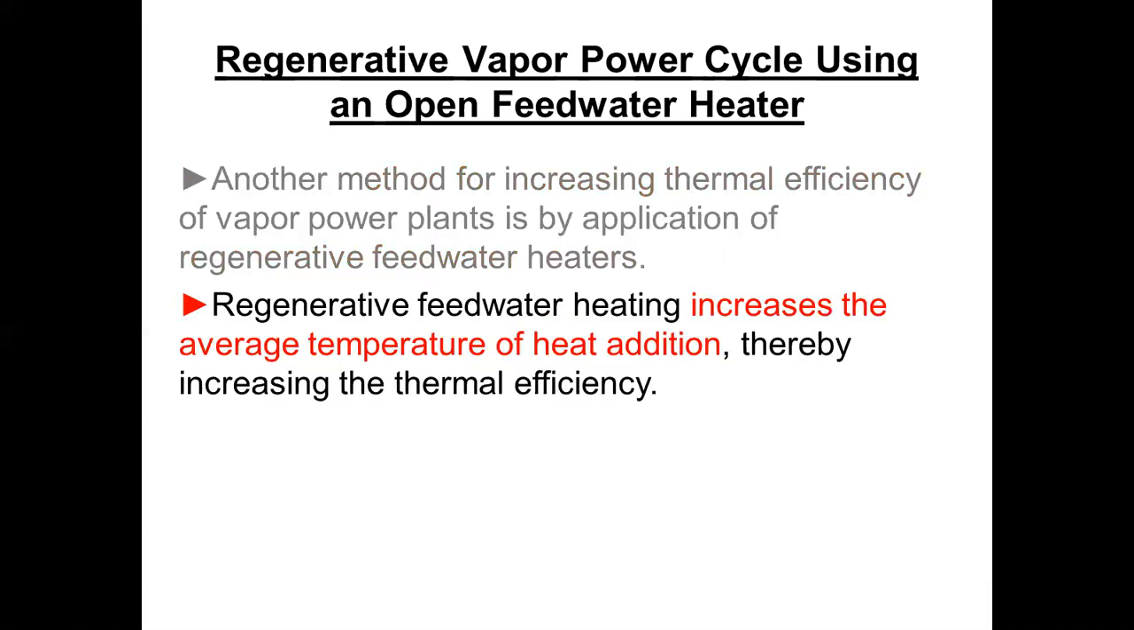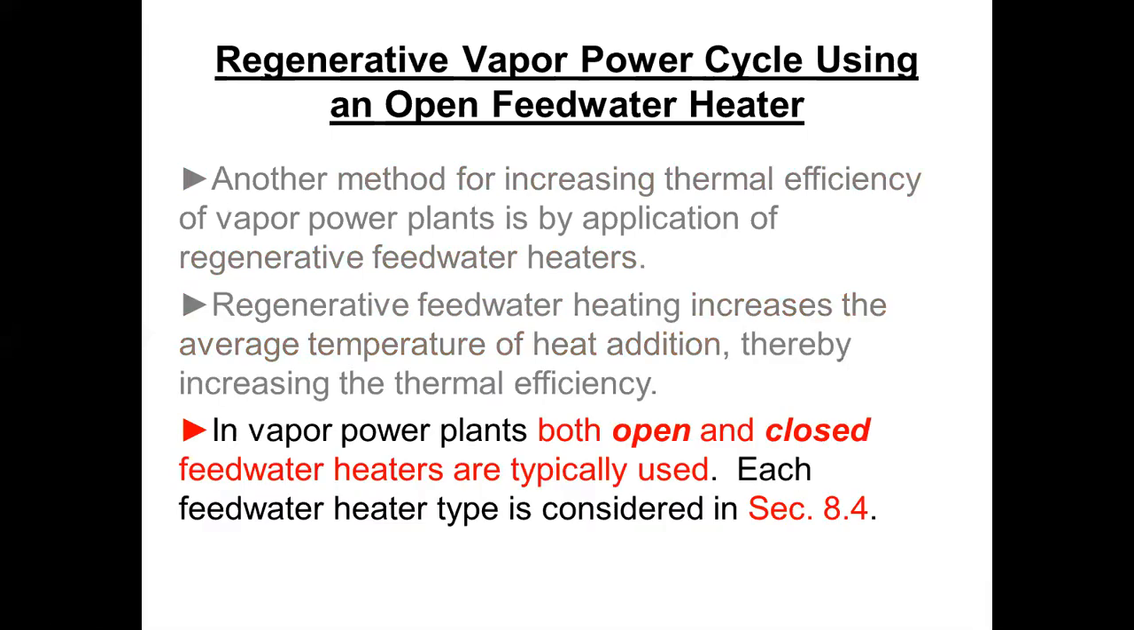Regenerative feed water heating increases the average temperature of heat addition, thereby increasing thermal efficiency. We said that. Both open and closed feed water heaters are typically used. A closed feed water heater is big. I may pull out some pictures and show you what these things look like, but it's a large shell and tube heat exchanger. The extraction steam comes through on the shell side, and the feed water is in tubes. The steam and the feed water do not mix.